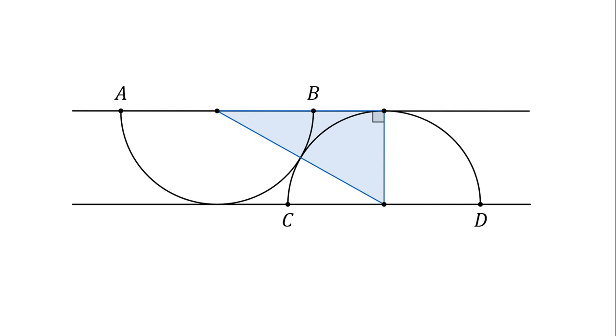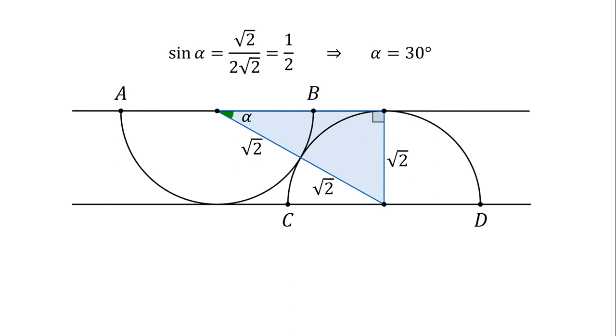Since the radius of each semicircle is square root of 2, the hypotenuse of this right triangle must be square root of 2 plus square root of 2, or 2 square root of 2, and the altitude is square root of 2. Now let's call this angle alpha. Based on these pieces of information, we can find the sine of alpha. The sine of alpha is equal to square root of 2 divided by 2 square root of 2, which simplifies to 1/2. Now, sine alpha equals 1/2 implies that alpha is equal to 30 degrees.